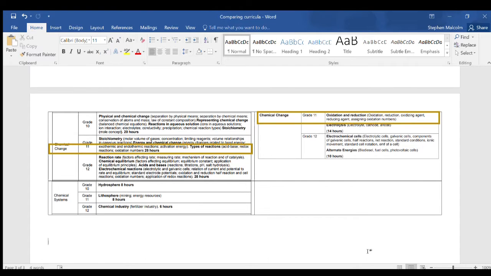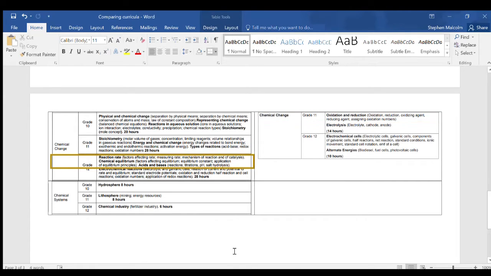Then in the physical science, different types of reactions are looked at, such as acid-base, redox reactions, and so on, including for redox oxidation numbers, whereas in technical sciences, only oxidation and reduction reactions are looked at, which makes sense in terms of understanding the electrochemistry, but acids and base reactions are also very important.